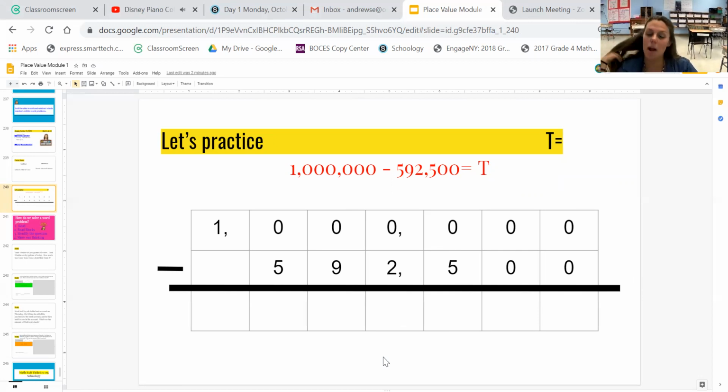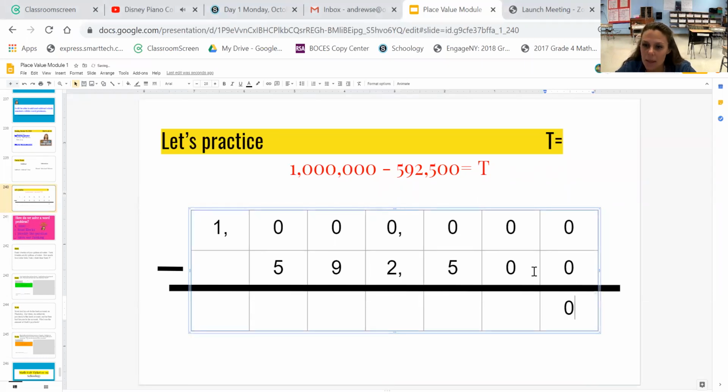Awesome, thanks for solving this problem on your whiteboard. What I'd like to do is show you my thought process of how I solve this problem. So first and foremost, I'm going to start in my ones place. 0 minus 0 is 0. Then I go to my tens place. 0 minus 0 is 0. Now, I'm going to go to my hundreds place and I have 0 minus 5. I can't have 0 and take 5 away. It's just not possible. So I would need to go to my next place value and borrow.